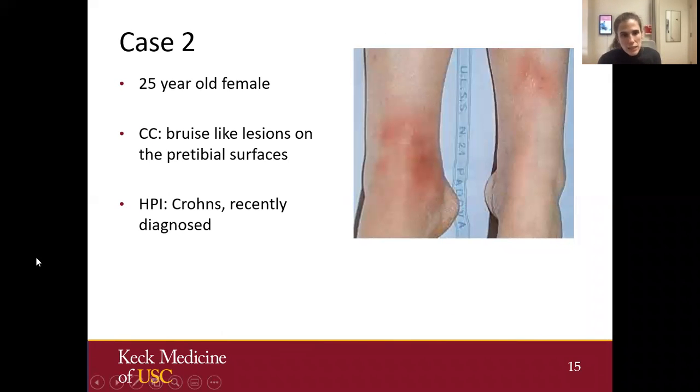So this is a second case here, and this is a 25-year-old female who presented with bruise-like lesions on her shins, and she had a diagnosis of Crohn's recently. And what you can see here is these kind of ill-defined erythematous to violaceous patches, a little bit of induration if you were to palpate them, and some tenderness to palpation as well. We can move on to the next slide.